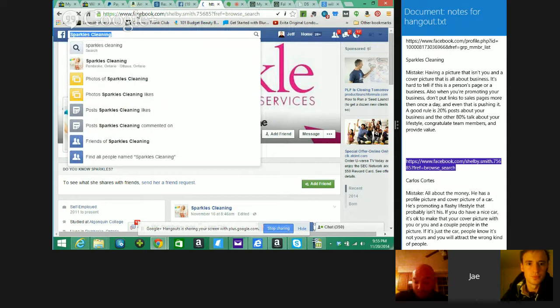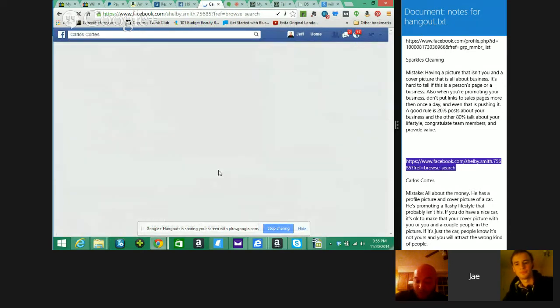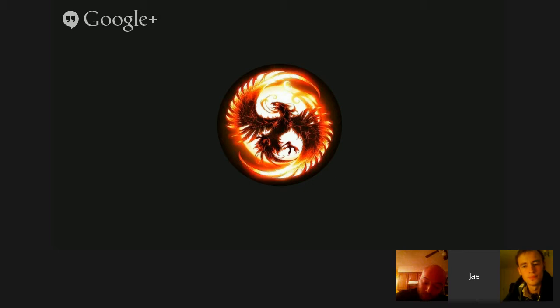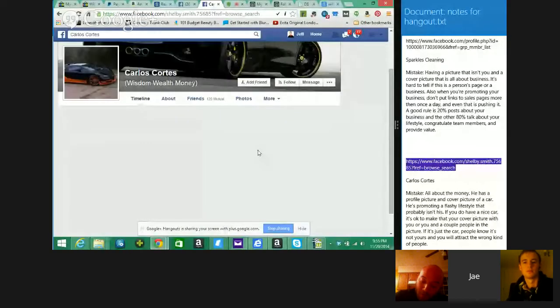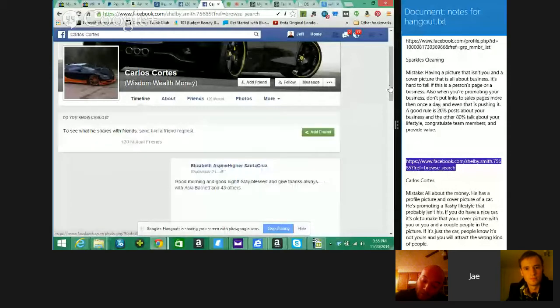And this one I happened to find, you'll see it in a minute, but this guy is kind of all about the money, and that's a little bit of a mistake. He has pictures of a lifestyle that may or may not be his, but probably not his. Like he has a picture of just a fancy car, a sports car, and another sports car up here.